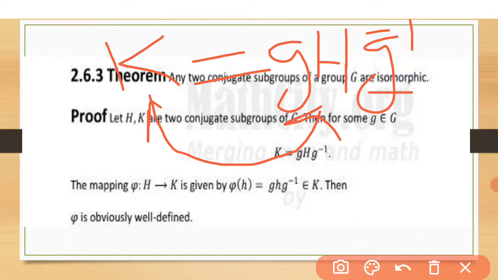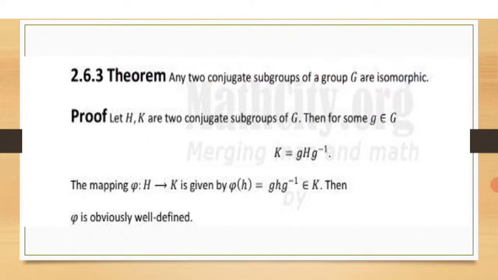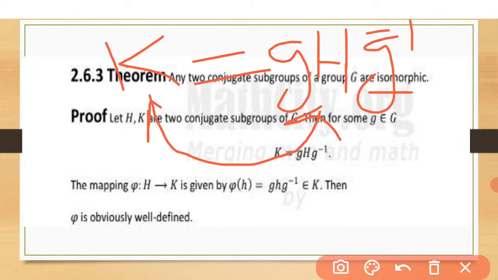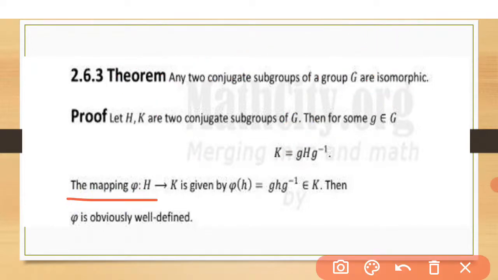So first we prove that it is one to one, then onto, then it's bijective, and the third part is that it should be homomorphic also. Homomorphic means they preserve their operation as well. So here the mapping is defined like this. Let H and K be two conjugate subgroups of G. Then for some g, K is the conjugate of H.